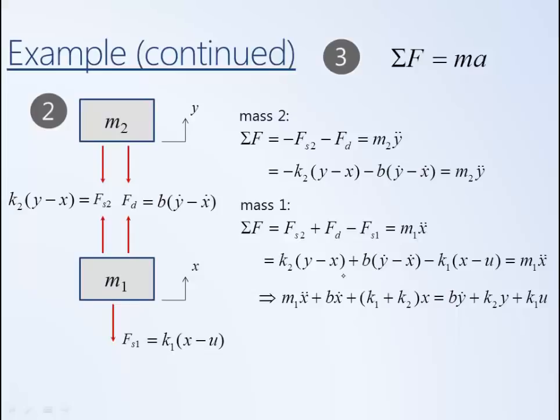On the other side, we can just leave the k2 y, the b y dot, so those are both positive, and when we distribute the negative k1 and multiply it by the negative u, that becomes positive. A negative times a negative is a positive.